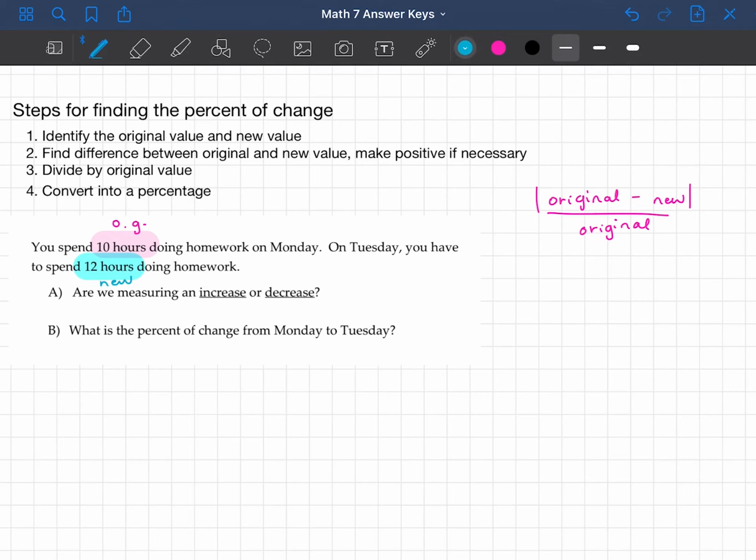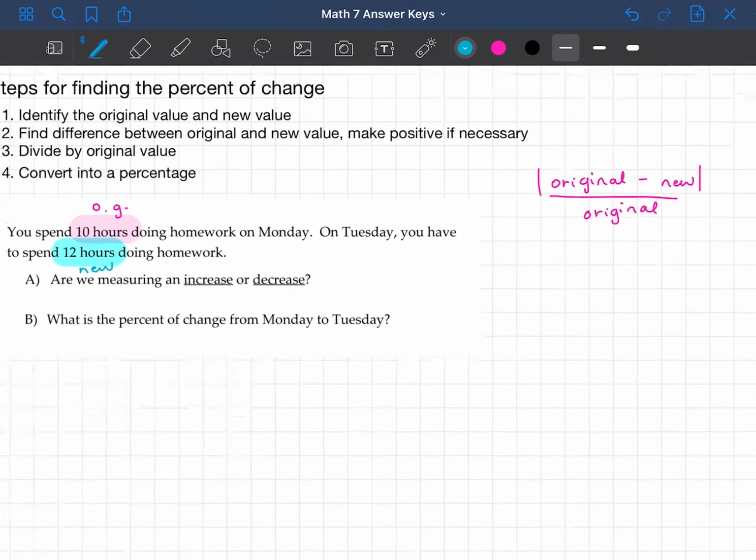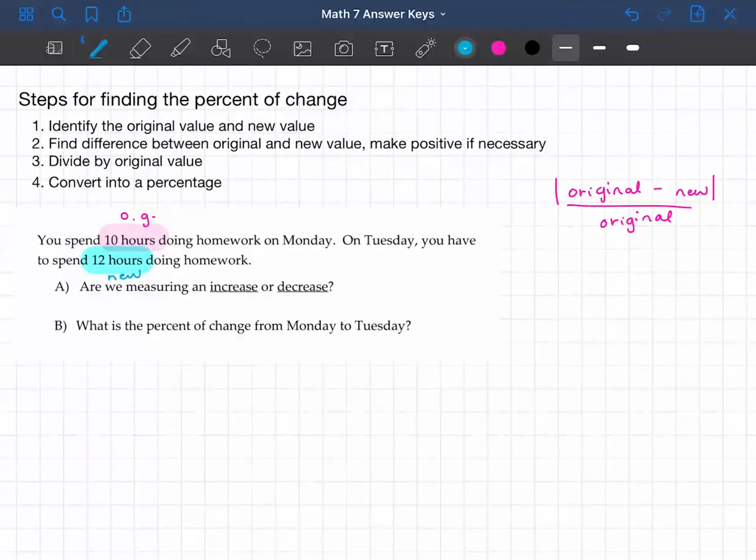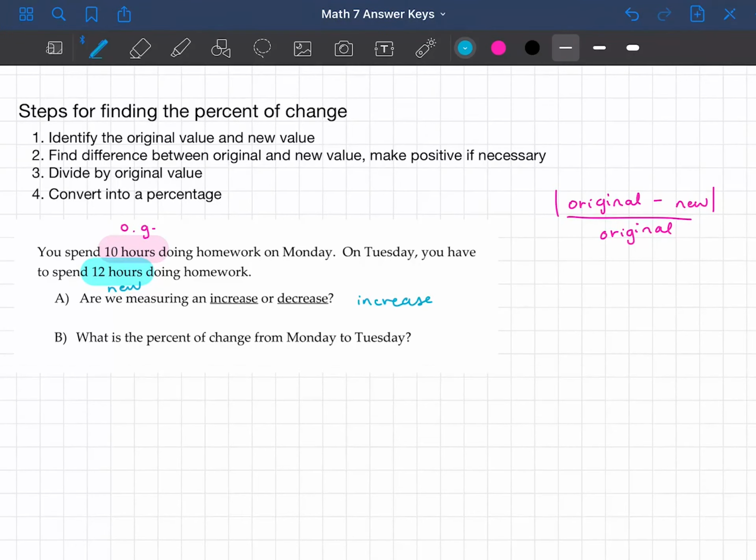The first part of the question asks, are we measuring an increase or a decrease? This should be pretty self-evident. From 10 to 12, well, 10 is smaller than 12, so we know that we're measuring an increase. Okay, so now we need to measure the percent of change from Monday to Tuesday. This is where we're going to use this formula up here, and I will explain it as we go.